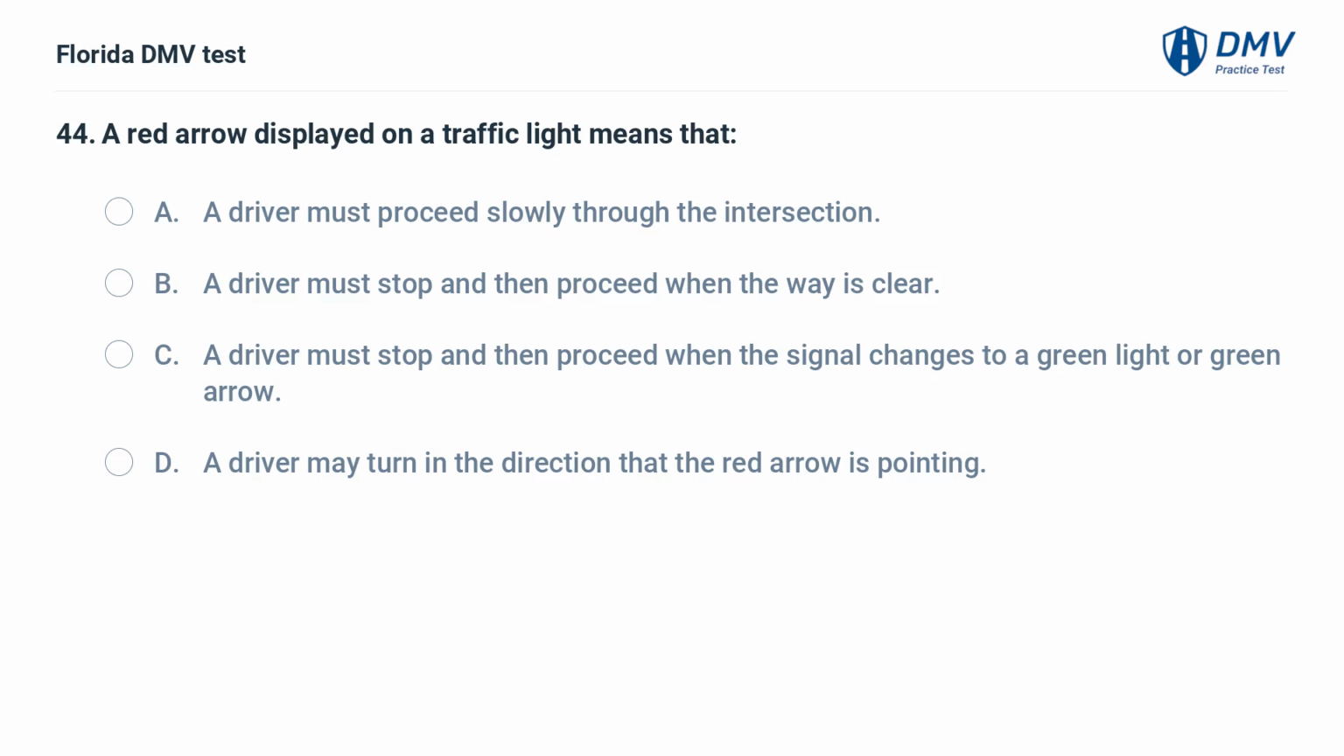A red arrow displayed on a traffic light means that A. A driver must proceed slowly through the intersection. B. A driver must stop and then proceed when the way is clear. C. A driver must stop and then proceed when the signal changes to a green light or green arrow. D. A driver may turn in the direction that the red arrow is pointing.